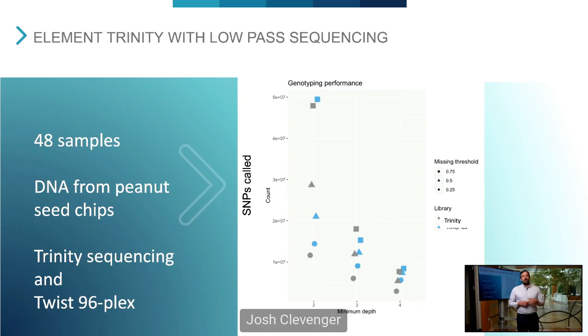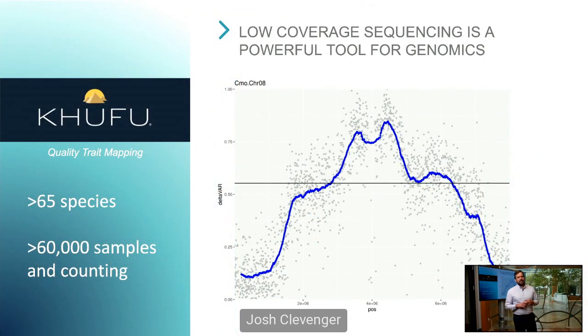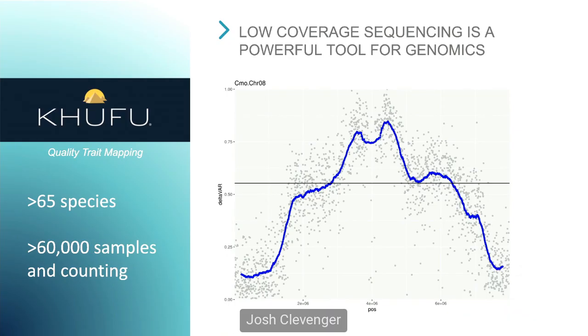If we go back to what Khufu is and what we do, Khufu really is just about maximizing the power of low coverage sequencing. So we really want to have those important markers, that important variation in our population or your population of interest. This slide needs to be updated. We've definitely done more in 65 species, but we're on pace to do 50,000 samples just this year. So it's really just the scale is getting really, really great for all kinds of different breeding programs.